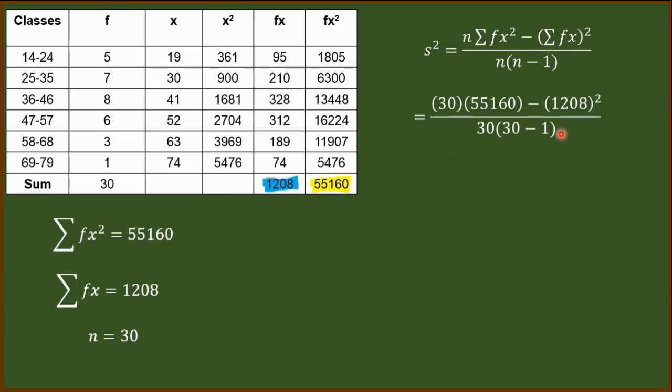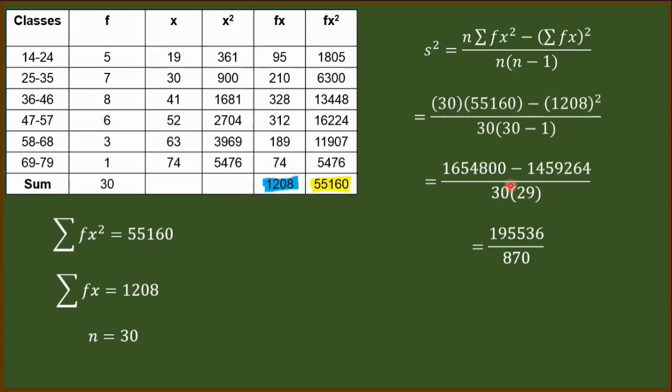So we have 30 times 55,160. That is 1,654,800. For 1,208 squared, that is 1,459,264. For the denominator, we still have 30. 30 minus 1, you don't need a calculator for this. 30 minus 1 is just 29. Next, you subtract the numerator, leaving us with just 195,536. Multiplying the two numbers in the denominator, you have 870.